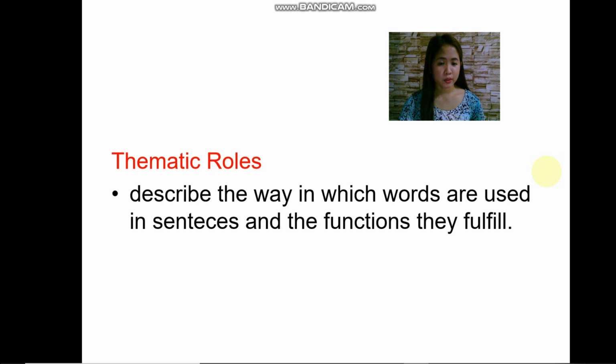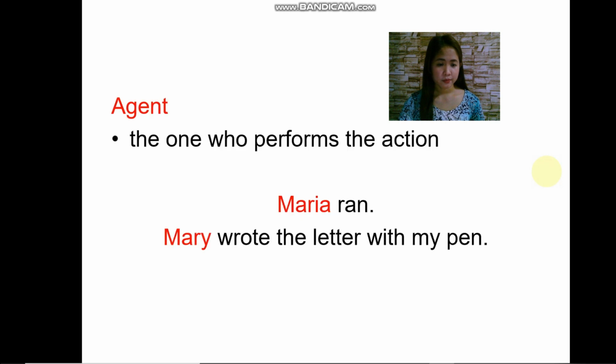Thematic roles, also known as semantic roles, describe the way in which words are used in sentences and also the functions they fulfill. The first thematic role is the agent. The agent is the one who performs the action. Let's have these examples. Number 1, Maria ran. If we apply an interrogative sentence this way, who ran? The answer is Maria. Therefore, Maria is the one who performs the action.